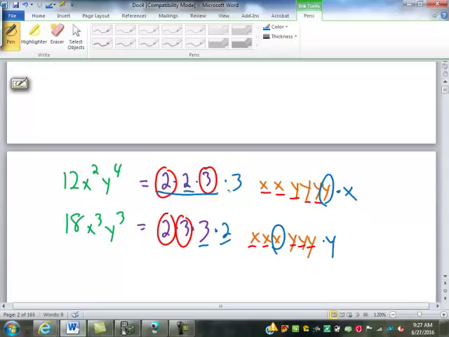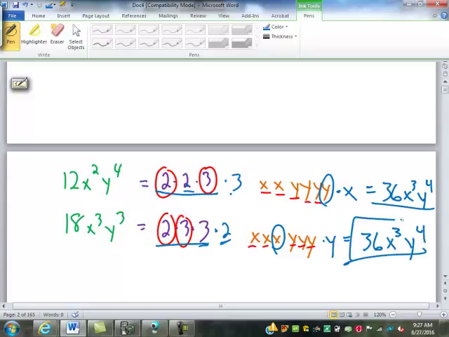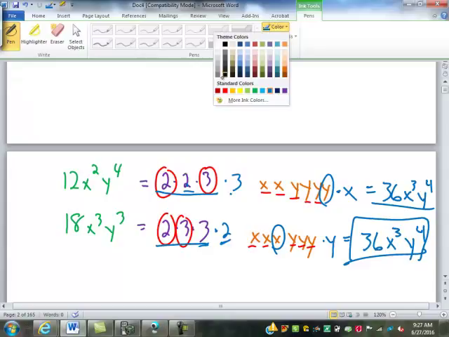So this is 12 times 3 is 36, x to the third and y to the fourth. Down here, this was 18 times 2 is 36, x to the third, that didn't change, and y to the fourth. So 36 x to the third y to the fourth is our result.